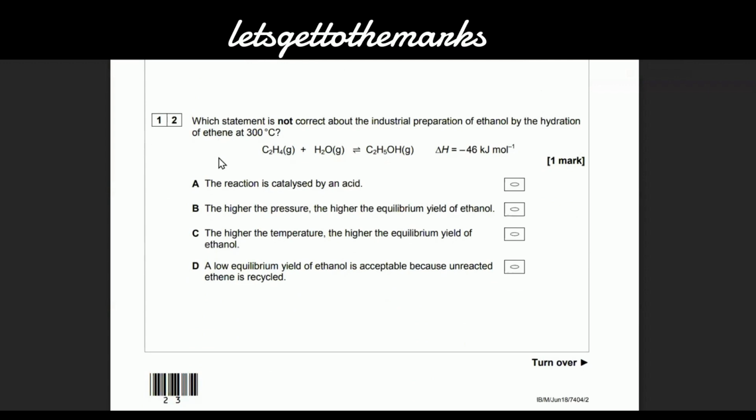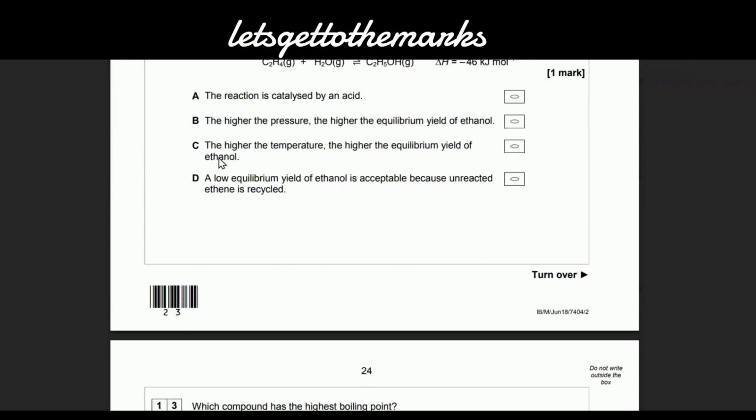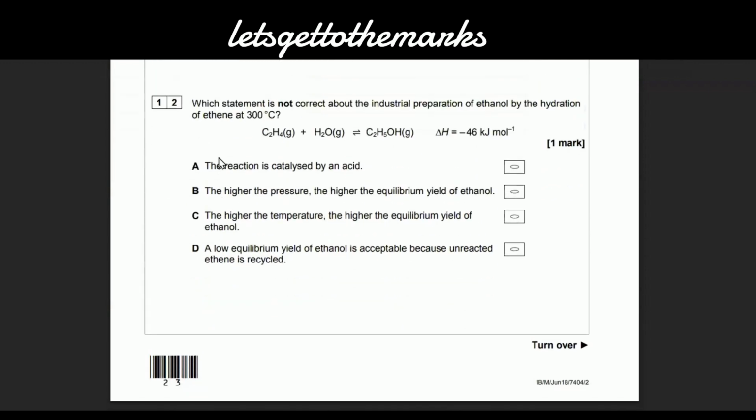Let's get on to question 12. So, where am I? I'm over here. Okay. Question 12. Which statement is not correct? So we're looking for a false statement about the industrial preparation of ethanol by the hydration of ethene at 300 degrees. The reaction is catalyzed by an acid. That is true. It uses phosphoric acid, doesn't it? So that is a true statement. So that is not the right answer.